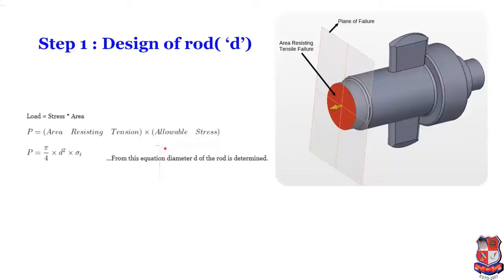So in the design of the Cotter joint, step 1 is the design of the rod. In the design of the rod, you can easily say this area is the resisting area under tension. There is a tensile force, so this is the resisting area. Load is equal to stress into area. Stress is the permissible stress, sigma T, and the area for this circular cross section is pi by 4 d square. So P is equal to pi by 4 d square into sigma T. In that, sigma T and P are known to us, so we can easily determine d, the diameter of the rod.